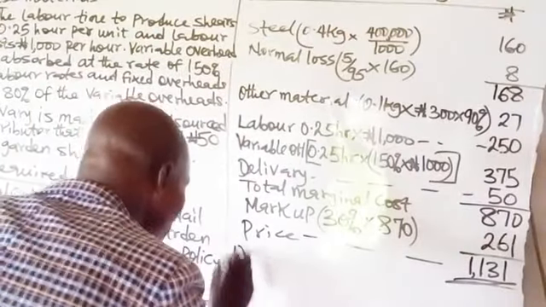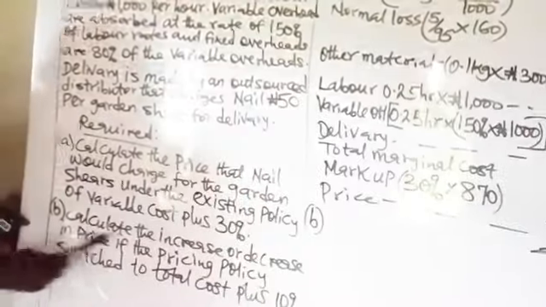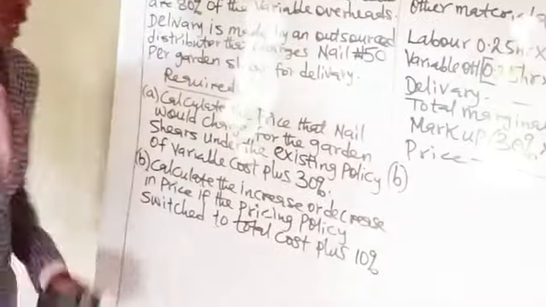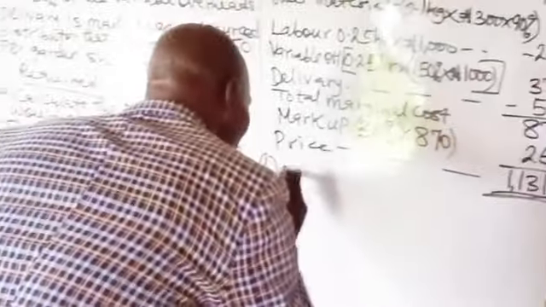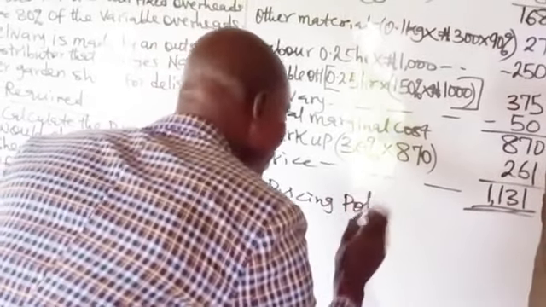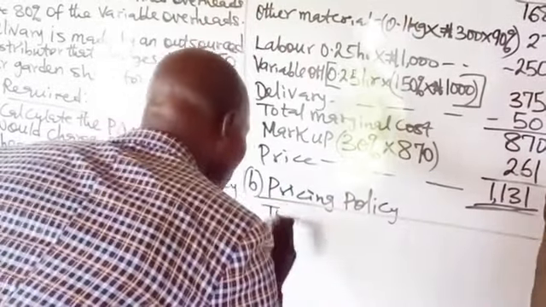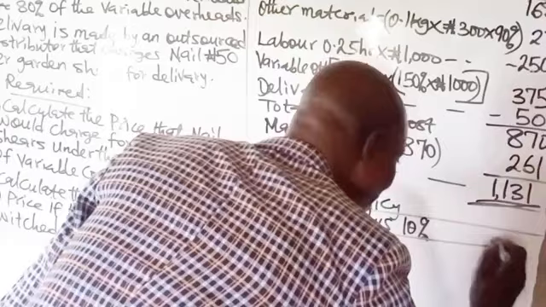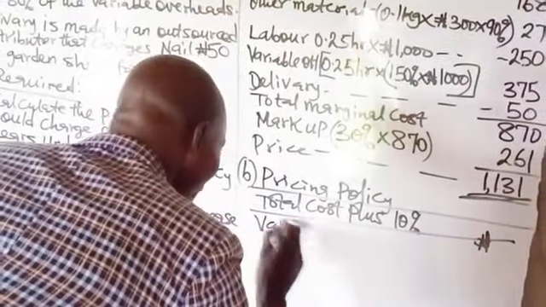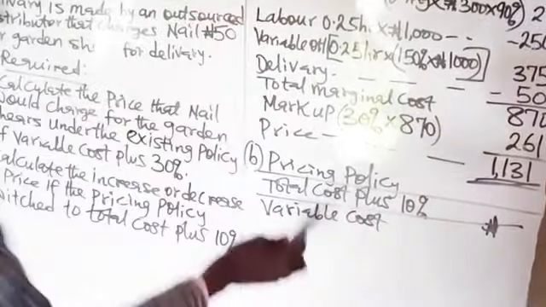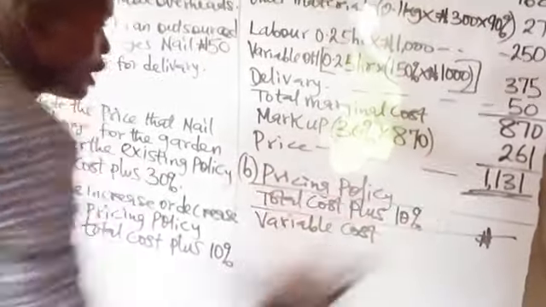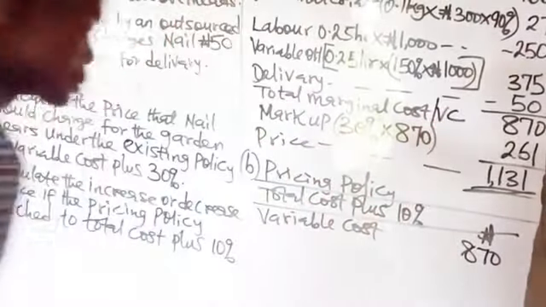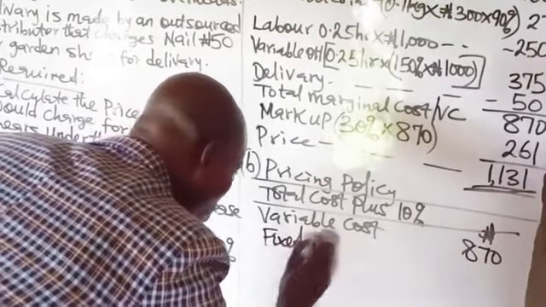So requirement B: you have to calculate the increase or decrease in price if the pricing policy switches to total cost plus 10%. Remember, the total cost comprises both the variable cost and the fixed cost. We have the variable cost from our first solution, total marginal cost or variable cost, as 870. Remember, marginal cost is the same as variable cost. We consider the fixed cost this time, since it is total cost that is required.